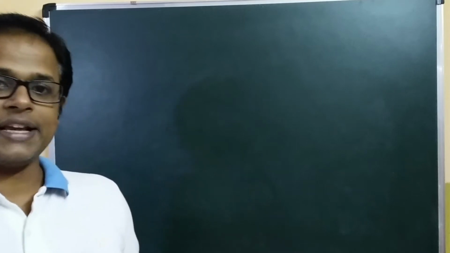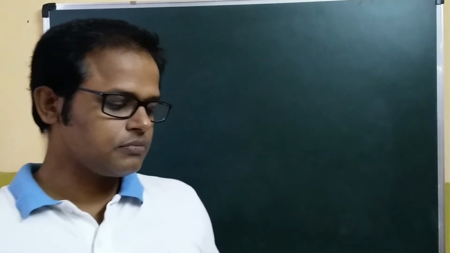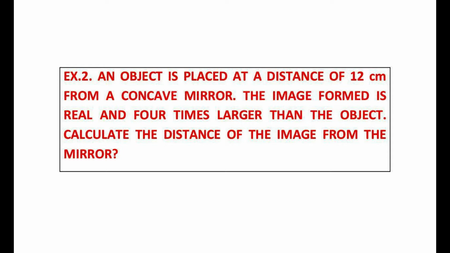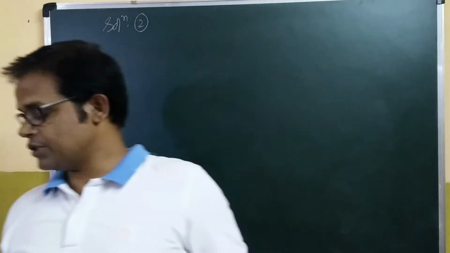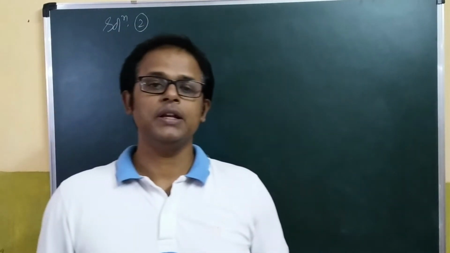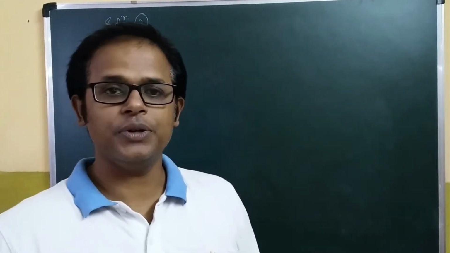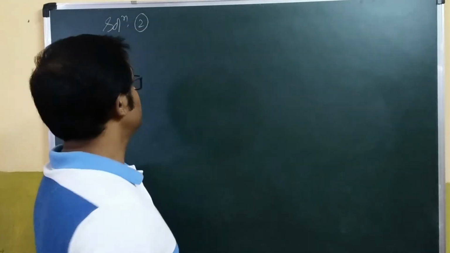Now moving on to the second question. The question is, an object is placed at a distance of 12 centimeters from a concave mirror. The image formed is real and 4 times larger than the object. So calculate the distance of the image from the mirror. That's it. The question is very clear. So let me help you how to solve such a question.